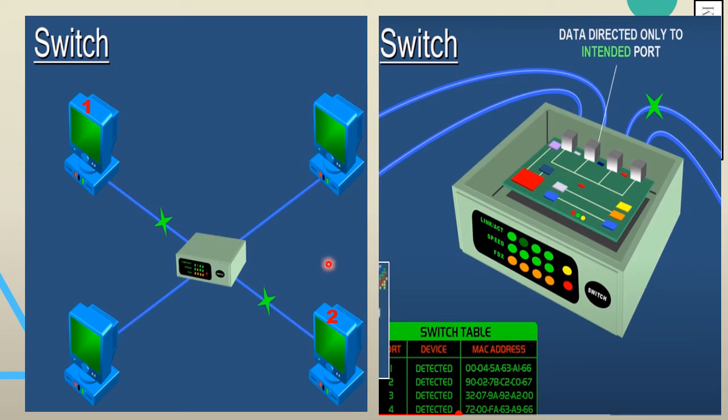In these two pictures also we can see computer 1 transmitting to computer 2, but the other two computers are not receiving the message. And in this picture also, the signal is transmitted to one particular port only.